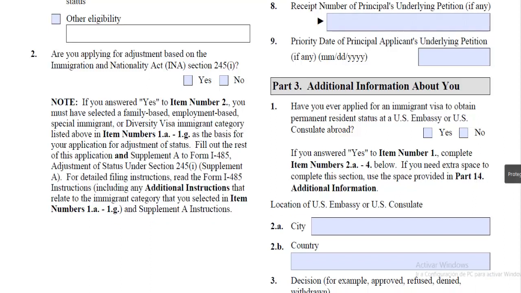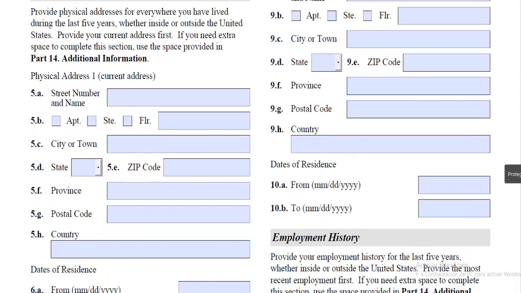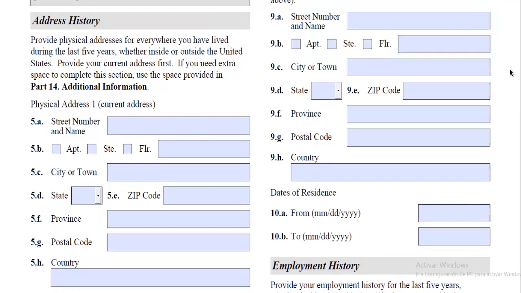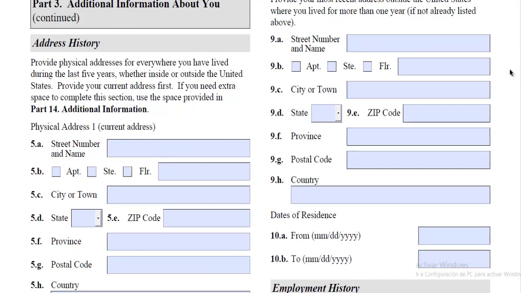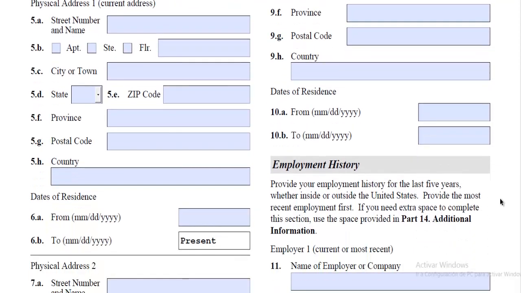For the address history, just provide your address history here. Fill it out as completely as you can, and go to part 14 if you need additional space on the form to enter any address that won't fit there. The question about your most recent address outside the United States is in question 9. It is meant to cover situations where someone has lived in the U.S. for a number of years. If it doesn't describe you, you might be entering an address that you already entered above. That's okay. Your employment history is also required for background check purposes. Enter None in the first box if you haven't been working.